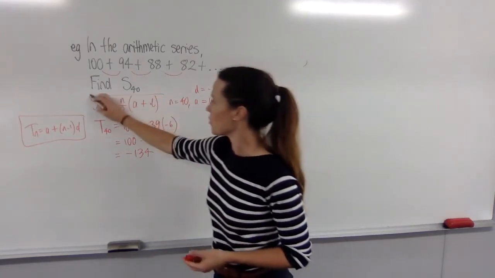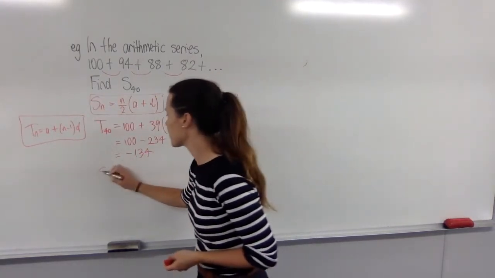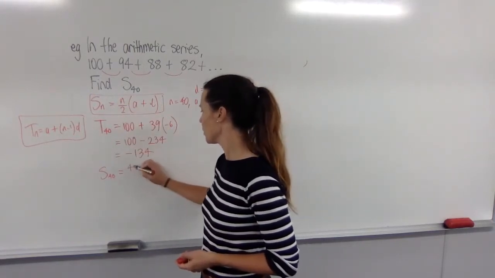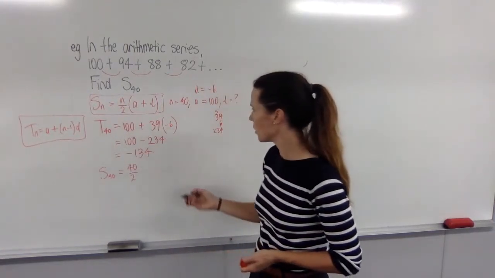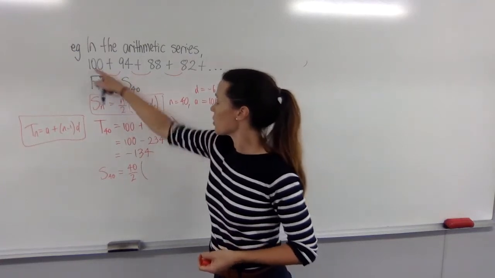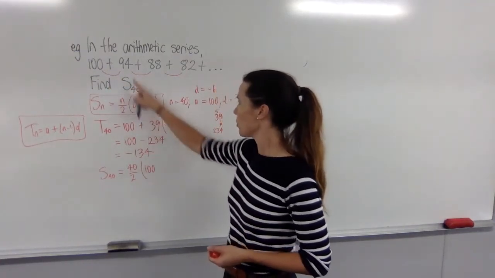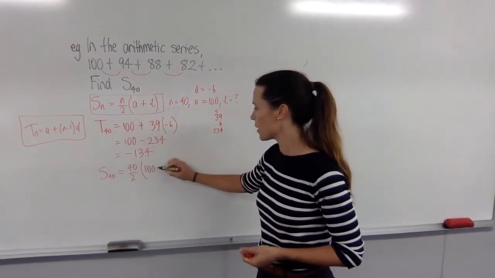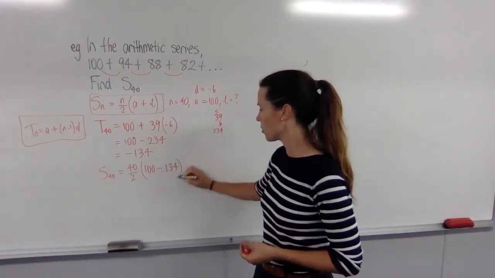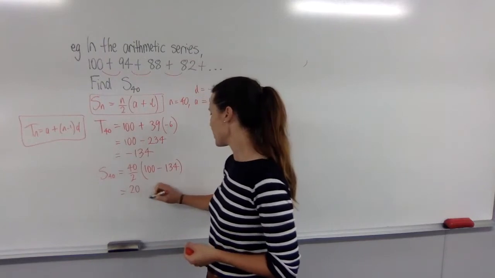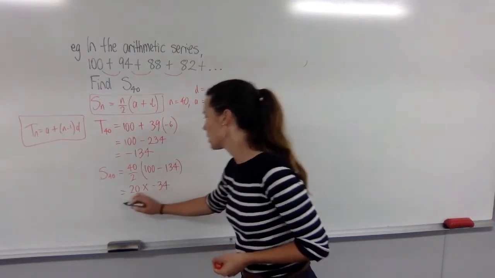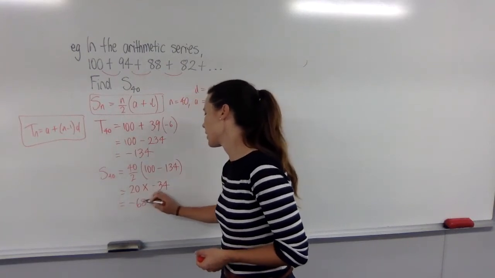Now I can go ahead and use this formula and say the sum of the first 40 terms, it must be 40 on 2 times the first term plus the last term. And so plus the last term tells me I need to take away 134. So in other words, I've got 20 times, what's that, minus 34. So I have minus 680.